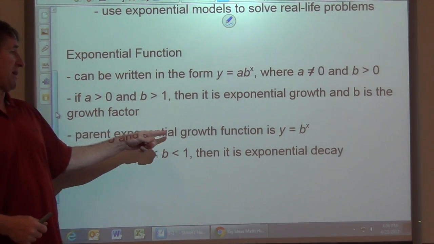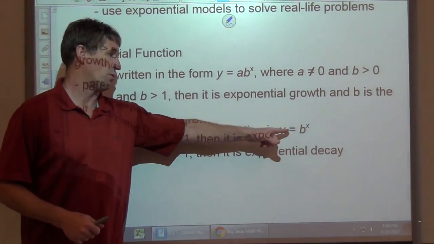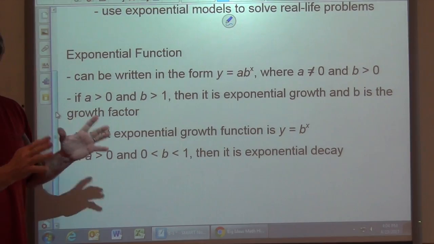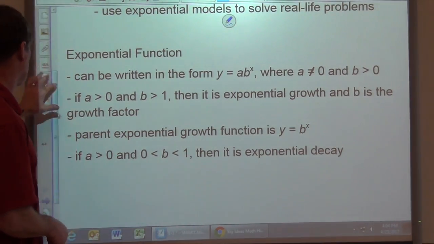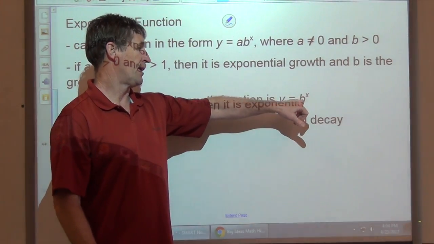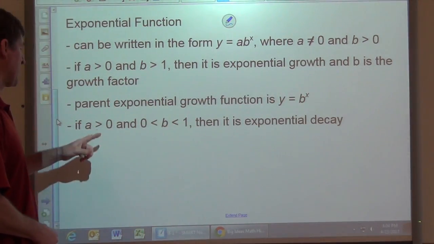The parent exponential growth function is y equals b to the x. Remember, our parent function is always the simplest function we could have, and so that would be as simple as we can get, where a is 1 and we just have b to the x.